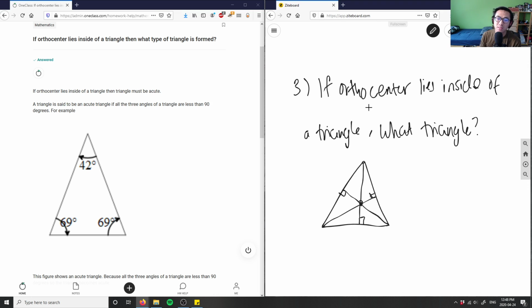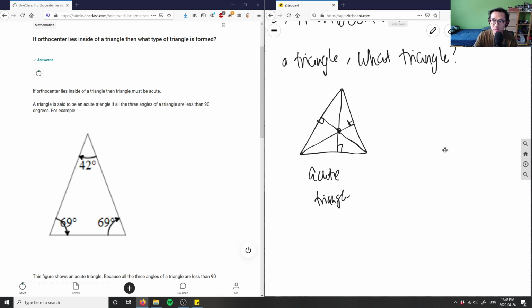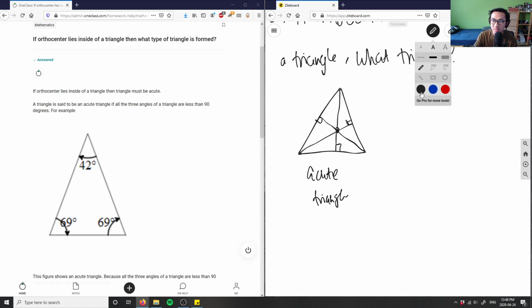In this case, I assume this is an acute triangle. If the orthocenter lies inside the triangle, this would be an acute triangle, right? Acute triangle, because my orthocenter lies inside my triangle. Basically you can extend this bisecting line until it intersects. And that's how you figure out the orthocenter of a triangle.